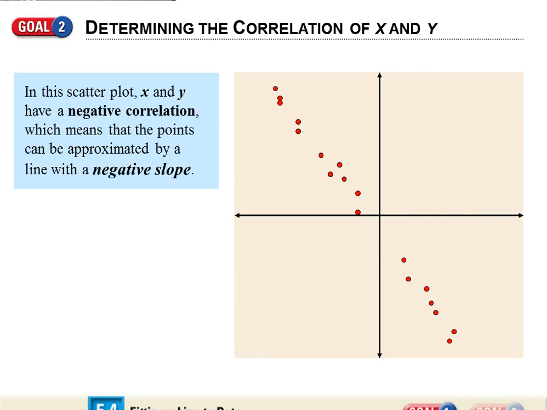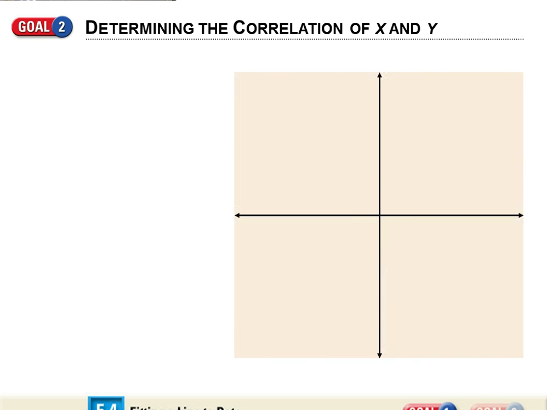Subsequently, a negative correlation means a negative slope. That means as one set of data values increases, the other data values decrease. So that would be a negative slope. So a negative correlation is a negative slope.